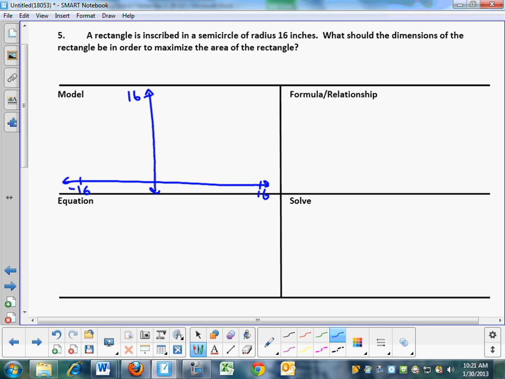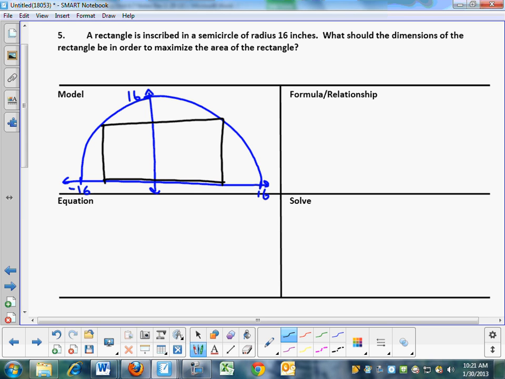Okay, so if I have a semicircle, that's my semicircle, and what I'm going to do is I'm going to put a rectangle inside of it. So this seems really similar to the problem we did the other day, right? But there are a couple little glitches here. First of all, this coordinate right here, x, y, and this one would be negative x, y, right?